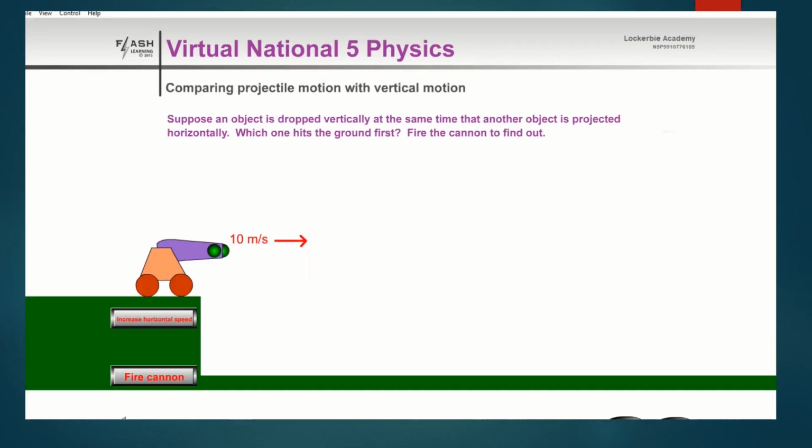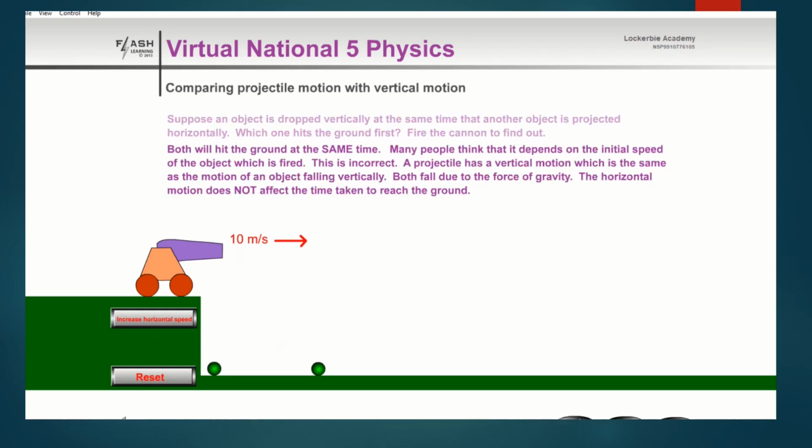Comparing projectile motion with vertical motion. Suppose an object is dropped vertically at the same time that another object is projected horizontally. Which one will hit the ground first? Let's fire the cannon to find out. Both will hit the ground at the same time.